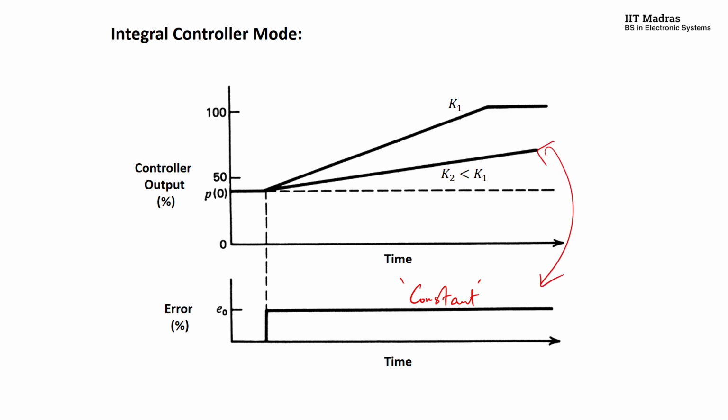Otherwise, since the integral control action is increasing here, you would expect that the error also should change dynamically here.